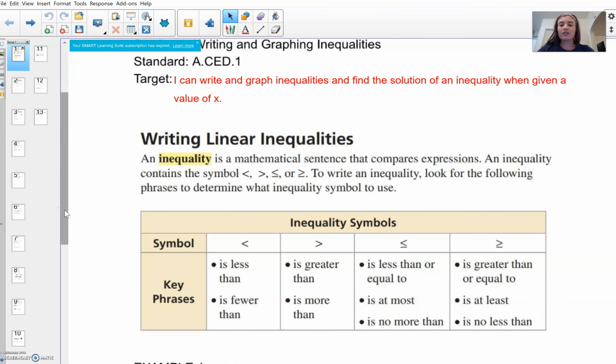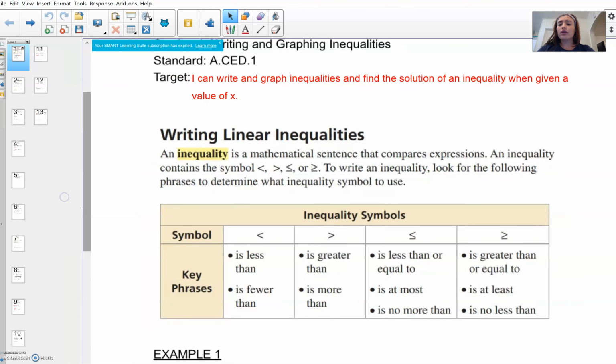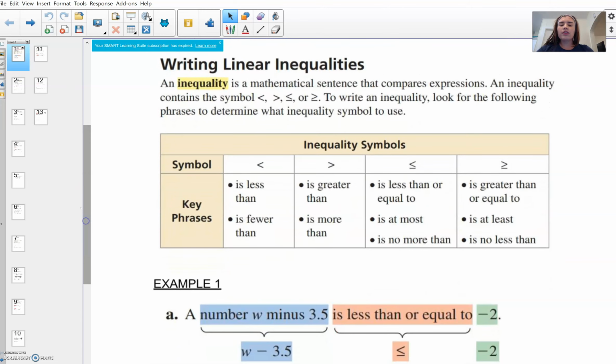a value of x. Okay, so if you're forgetting what inequalities look like, go ahead and look down at this table. These are inequality symbols. It's less than, greater than, less than or equal to, and then greater than or equal to. So for these last two symbols, something you can remember, if anything is less than or equal to, greater than or equal to, it has half of the equal sign included. So that bottom line, I always think of it as half of the equal sign.